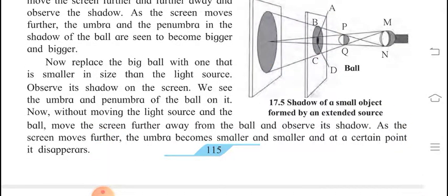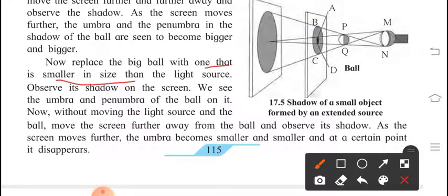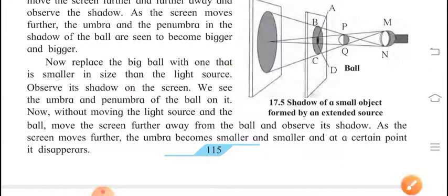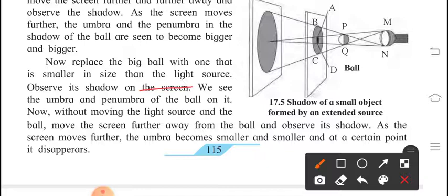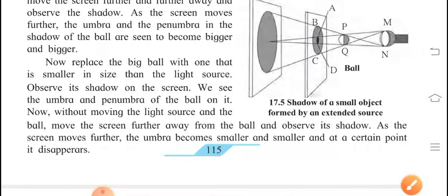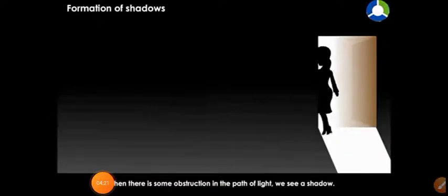Now replace the big ball with one that is smaller in size than the light source. Observe its shadow on the screen. We see the umbra and penumbra of the ball on it. I will show you in the video. You can understand it very nicely. We see the umbra and penumbra of the ball on it, that means on the screen. Without moving the light source and ball, move the screen further away from the ball and observe its shadow. As the screen moves further, the umbra becomes smaller and smaller, and at a certain point it disappears. Here you can clear your doubt very nicely.